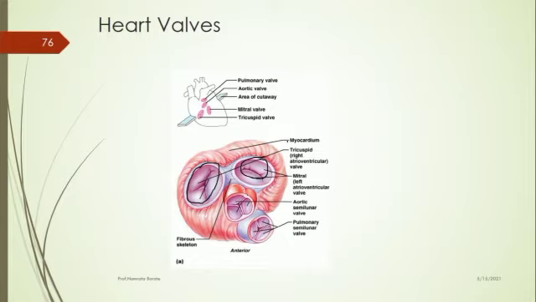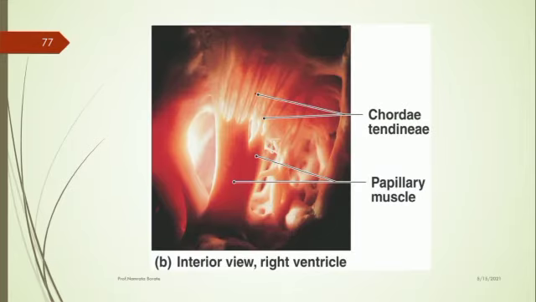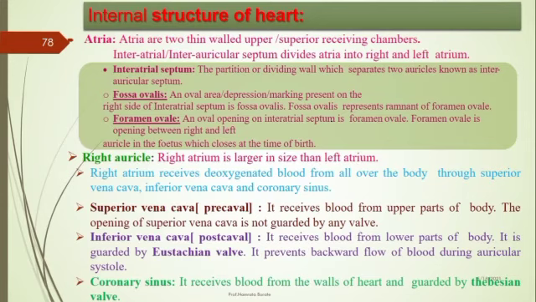I've already told you this is the tricuspid valve, this is the bicuspid valve, this is the aortic semilunar valve, and this one is the pulmonary semilunar valve. The next one we see is the Chordae Tendineae, a special inelastic fibrous cord attached to the flaps of the tricuspid and bicuspid valves, and the papillary muscles are attached to the Chordae Tendineae.